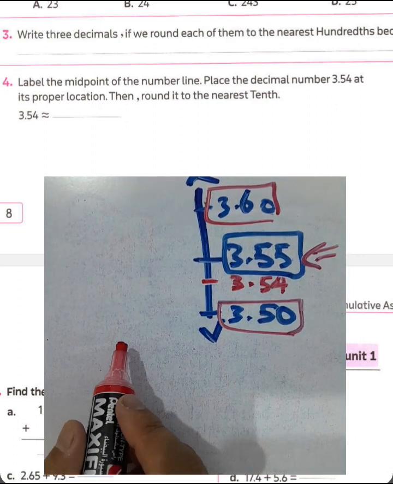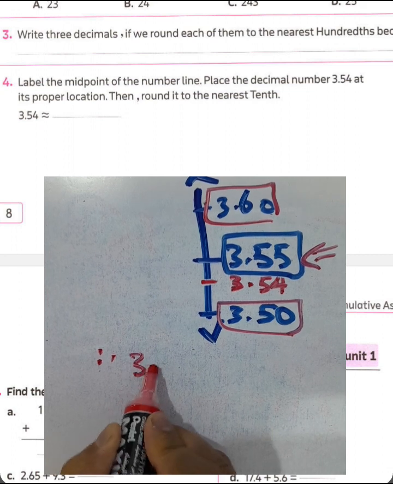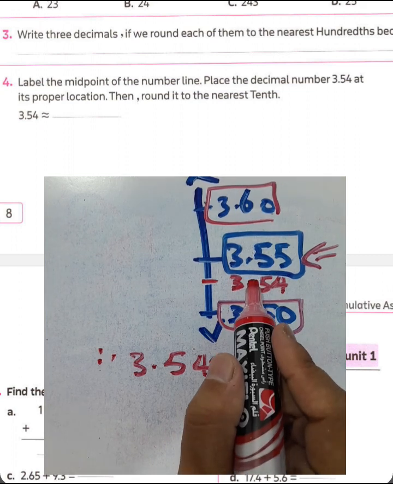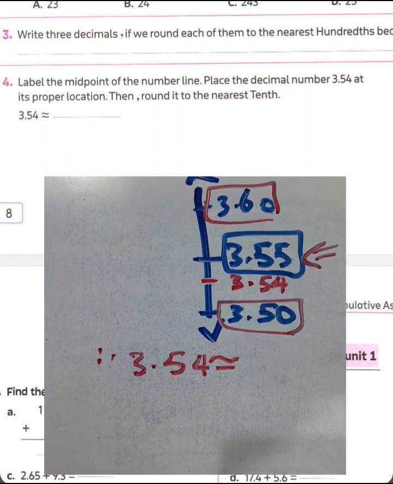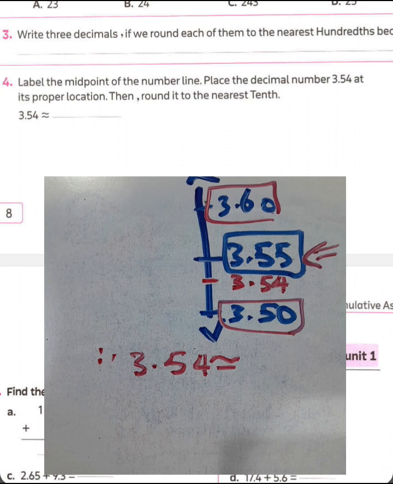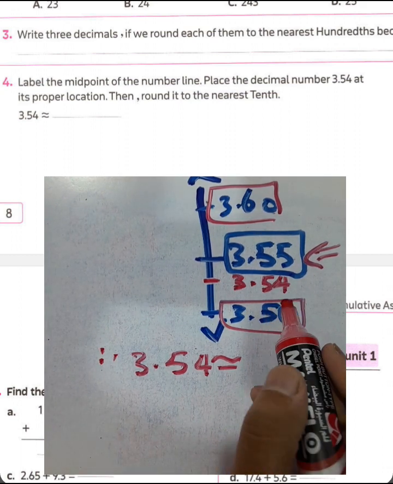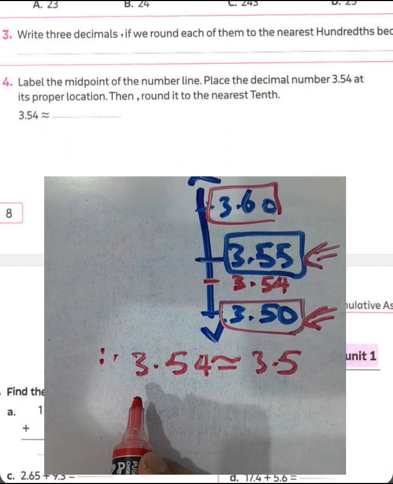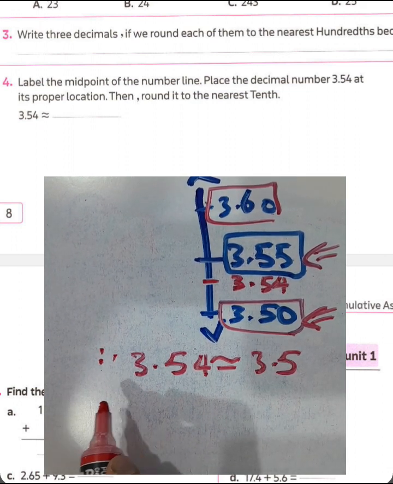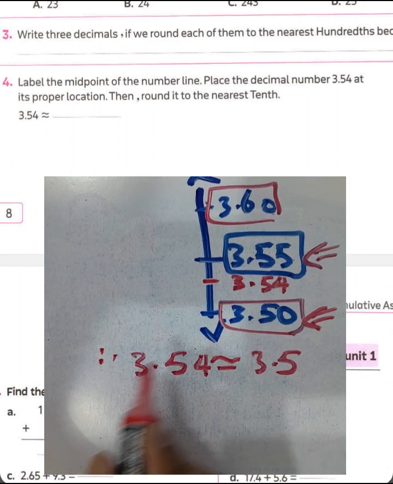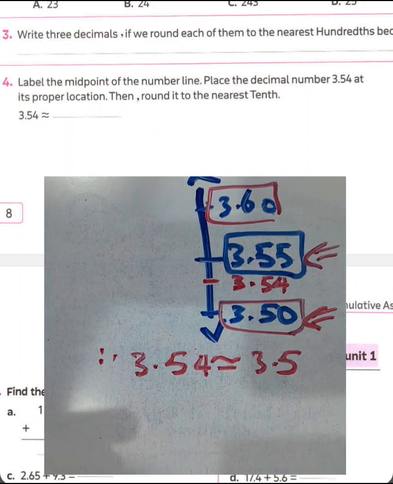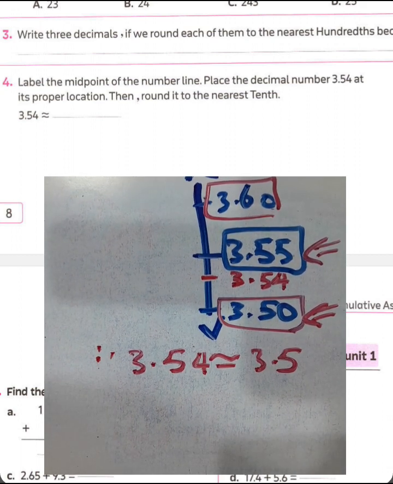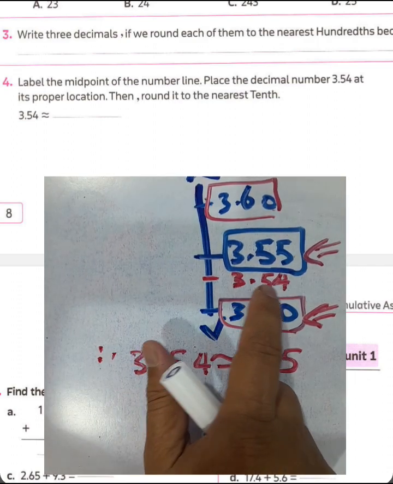Then approximating this number 3.54 to the nearest tenth, it will be 3.5. But if you want to approximate this number to the nearest hundredth, it will be 3.54. So in this example, you want to place the number 3.54 on the number line.